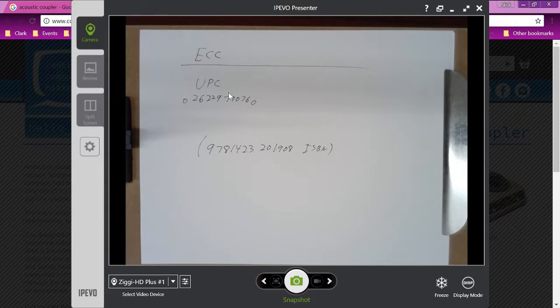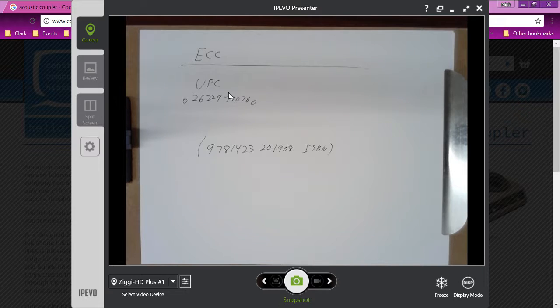Let me see your eraser. Oh, sure. Something that's non-zero.